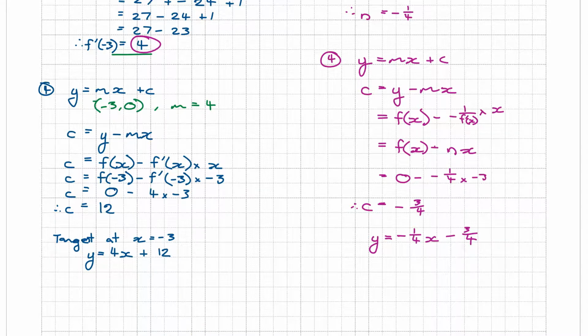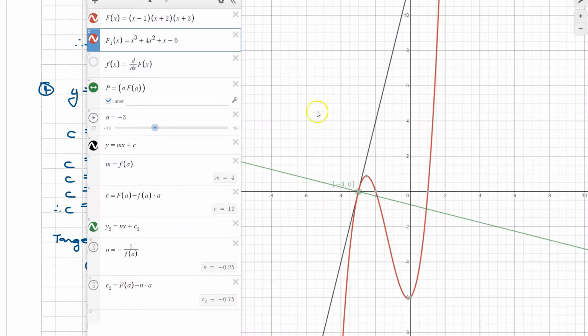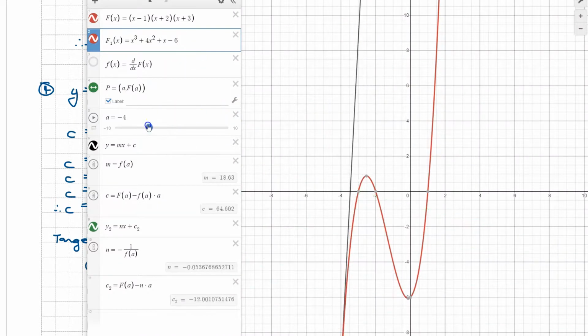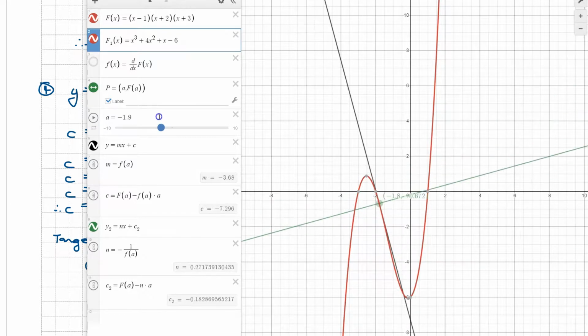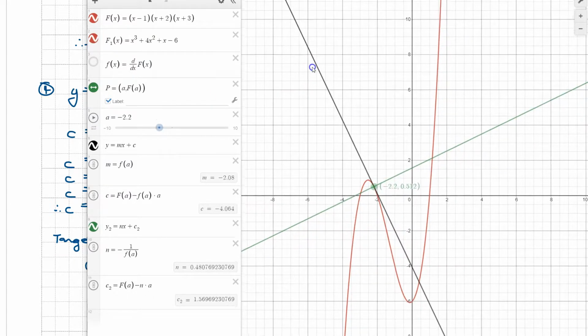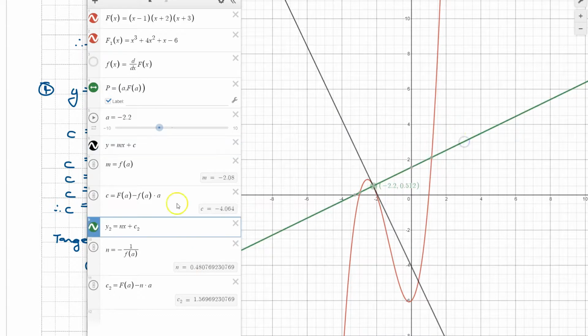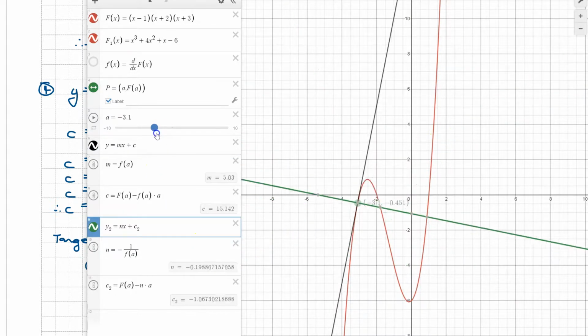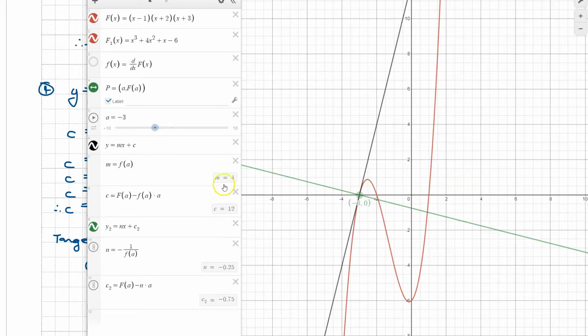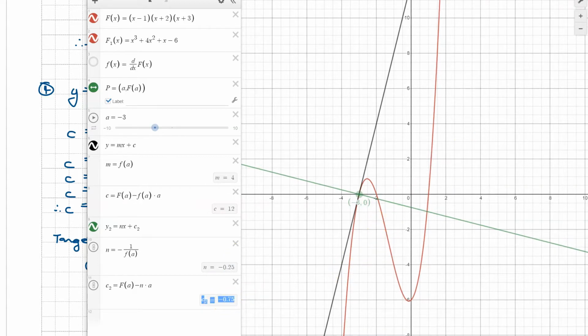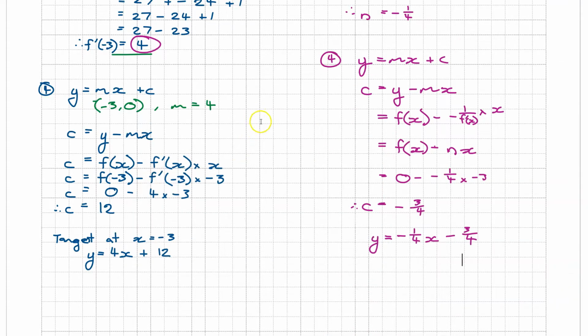And if we wanted to have a look at what that actually looked like, bringing up Desmos, I've already pre-programmed in the graph. As you can see, the tangent is described by this black line here, and the normal by this green line. If we go across to looking at -3, we indeed see that the gradient is equal to 4, c is equal to 12, and then the normal slope is -1/4, and the y-intercept is at -3/4.